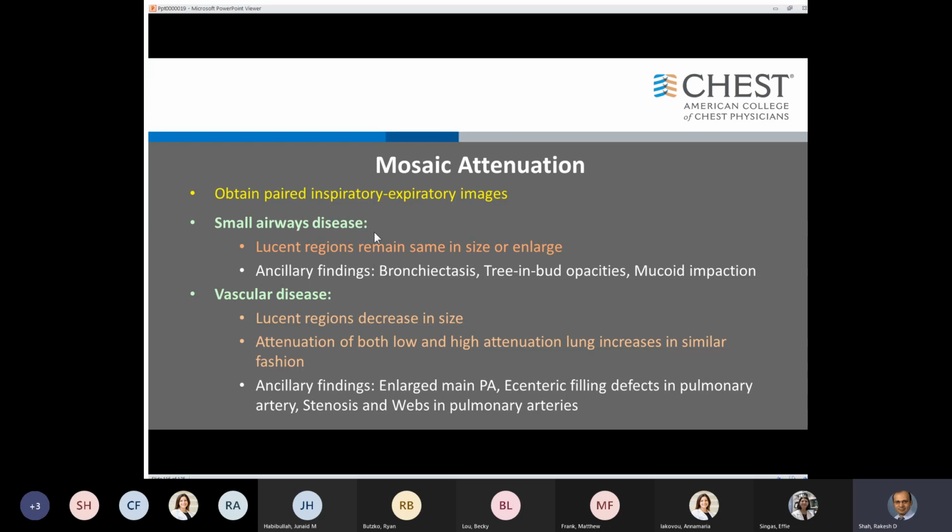So in the right clinical setting, you may want to think about this condition. Vascular disease, look for other conditions such as... almost always is going to be caused by thromboembolic disease. So you're going to look for big PA, look for filling defects, and right heart enlargement.